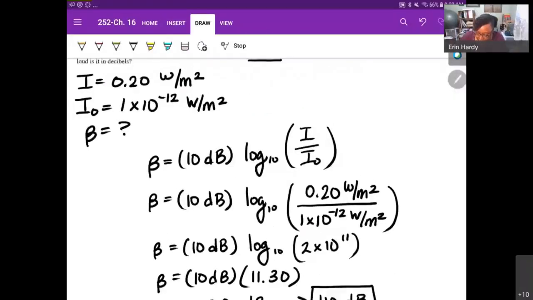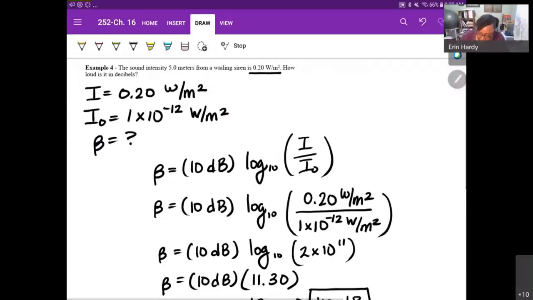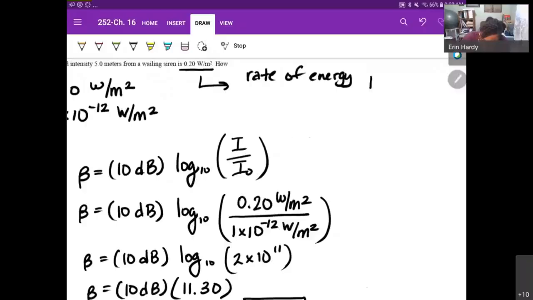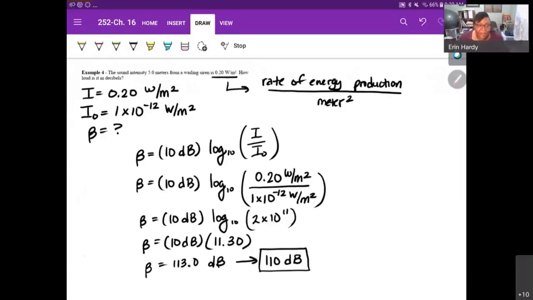So in other words, we come back up here. Remember, this is the rate at which energy is being delivered by the siren, or the rate at which the siren is producing energy per square meter. Rate of energy production per square meter. It didn't depend on knowing that you were 5 meters away from the siren. That's going to be helpful for the next question.